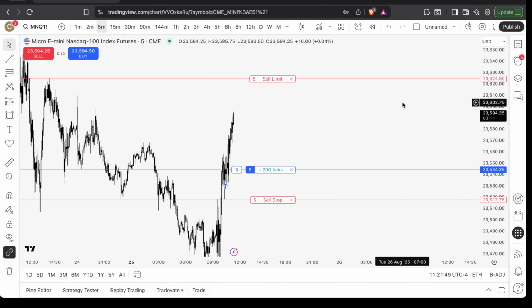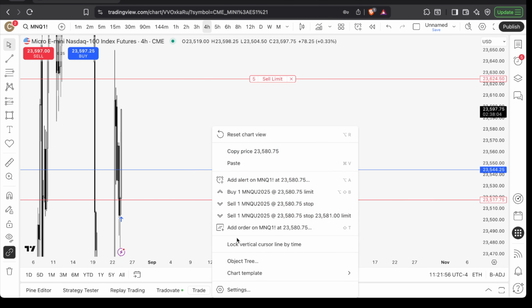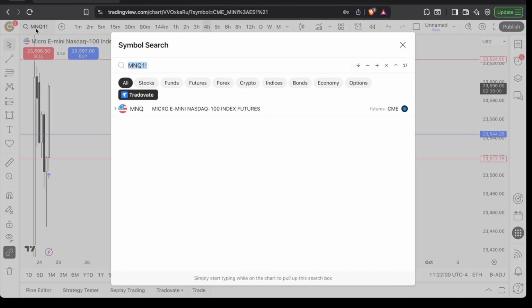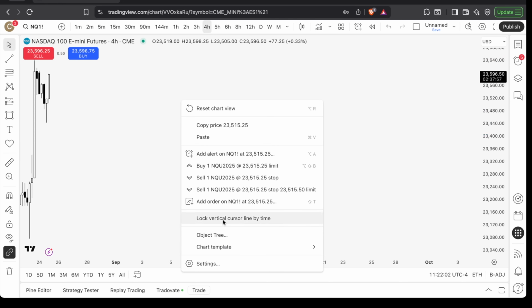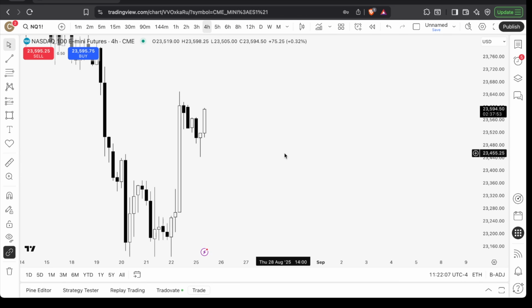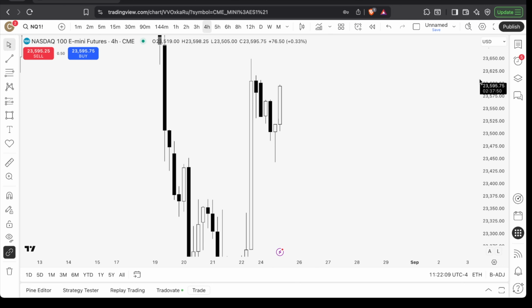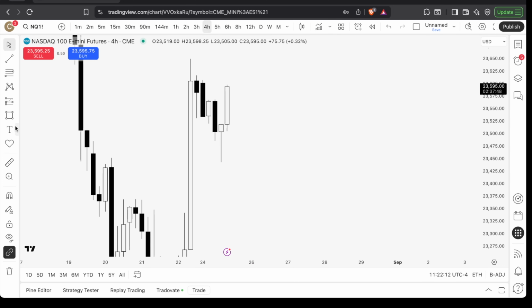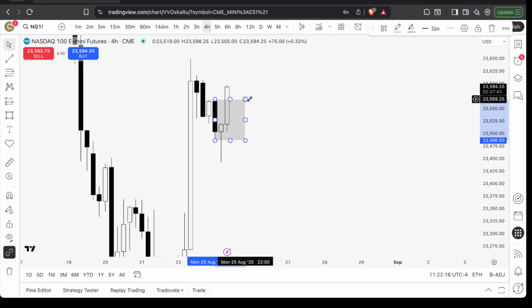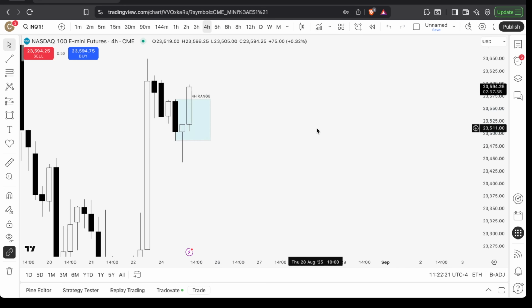Let me just put an alert right here. Let me just do a quick trade breakdown of today. Okay, let me actually go to NQ. So a quick trade breakdown, right? What we had right here, we had a range.